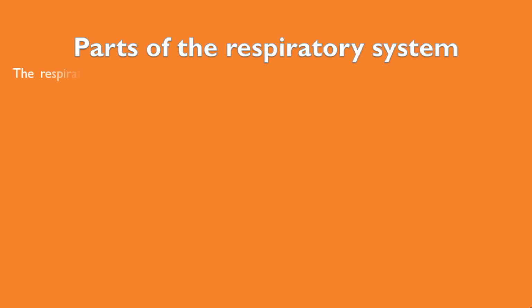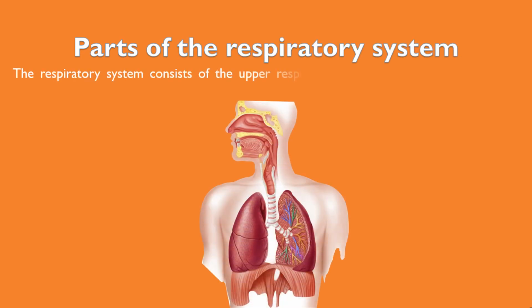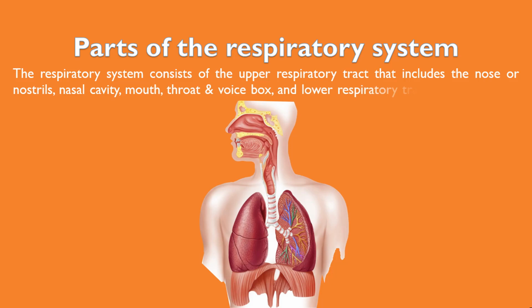Parts of the respiratory system. The respiratory system consists of the upper respiratory tract that include the nose or nostril, nasal cavity, mouth, throat, and voice box, and lower respiratory tract that include the windpipe and lungs.